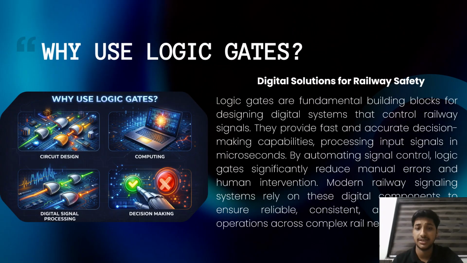Why use logic gates? Or we can say the role of logic gates in interlocking. Logic gates are the basic building blocks of digital systems. They operate using binary values, which are 0 and 1. In railway signaling, we can represent signal states using these values, such as red and green. Logic gates help in making fast and accurate decisions. They are used to automate the interlocking process and improve system reliability.